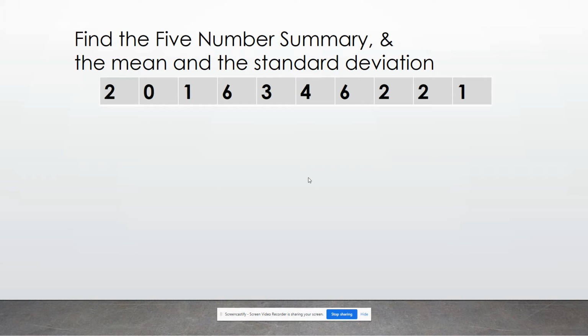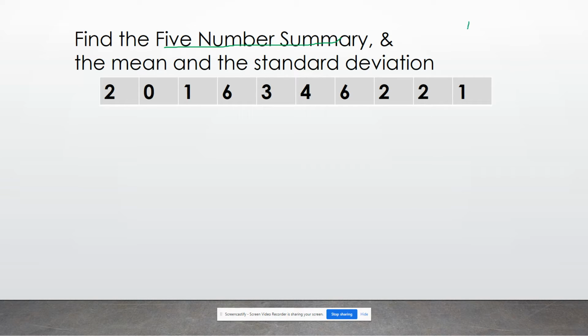All right, so the first thing I want to go over, we spent a lot of time doing this in class, so it's definitely going to be on the test. We're going to find the 5-number summary, the mean, and the standard deviation of this data set. Okay, so here we go. Let's go ahead and find the 5-number summary.